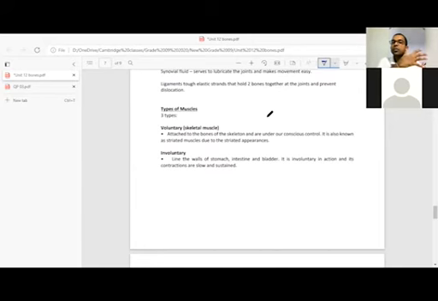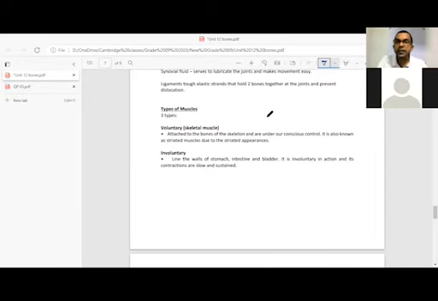The other type is involuntary. Why are they called involuntary muscles? Because involuntary actions function these muscles. Normally our internal structures are made up of these involuntary muscles.